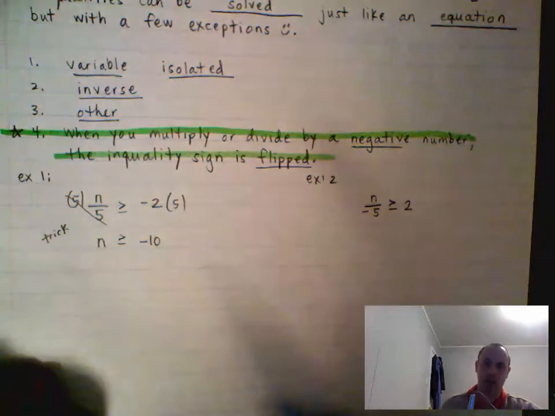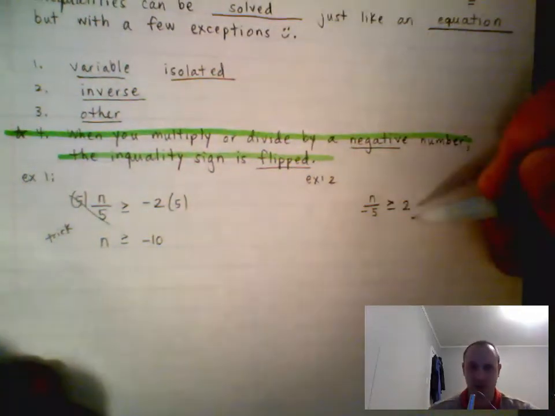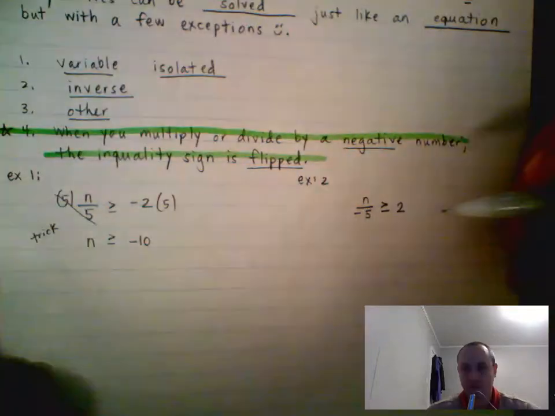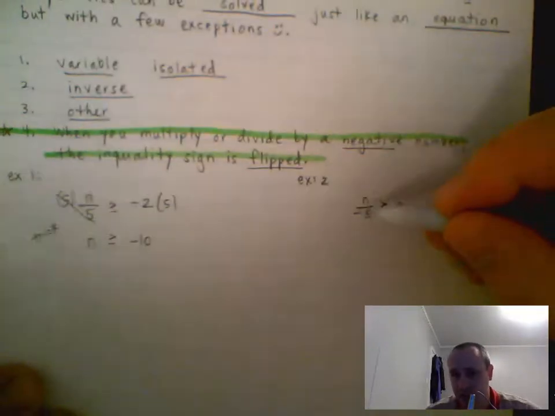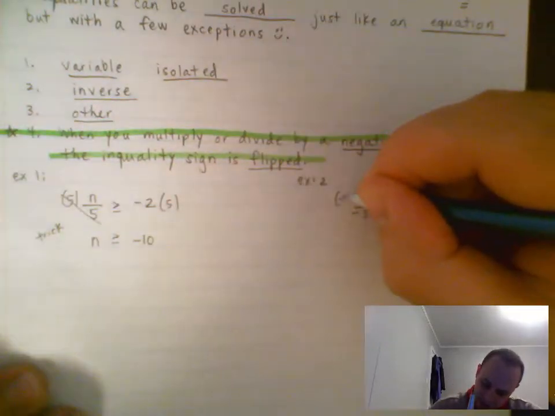Okay. Now, on the opposite situation, when we have a situation like this, it says n divided by -5. To get rid of a divide by -5, we have to times by a -5.